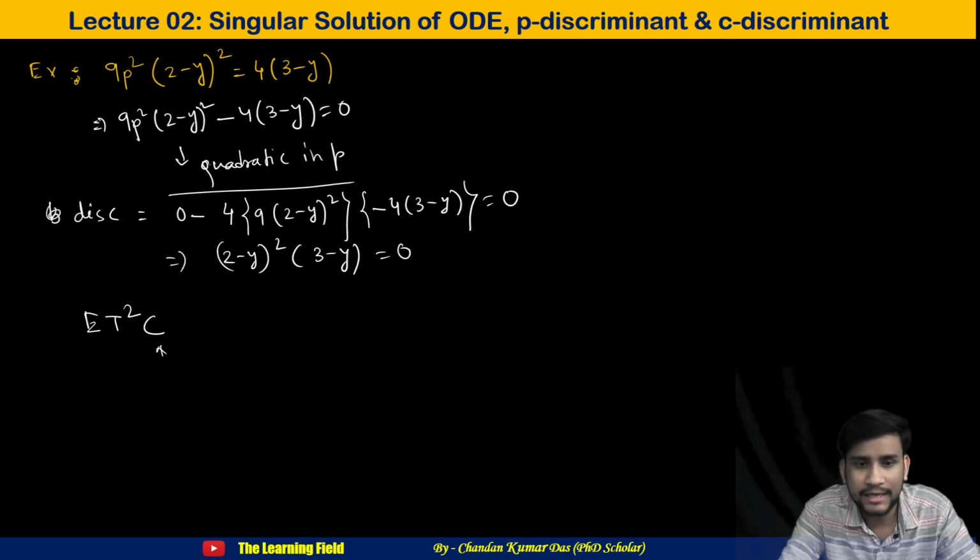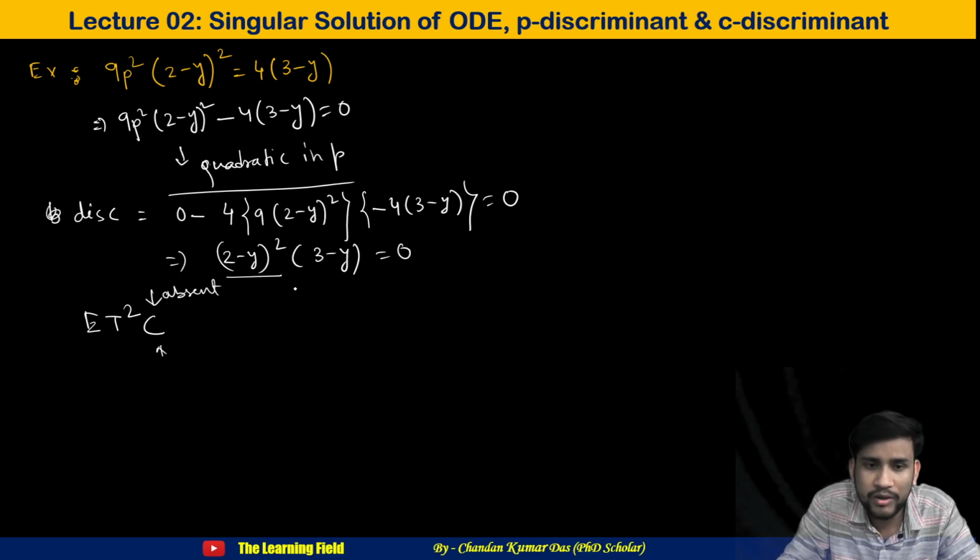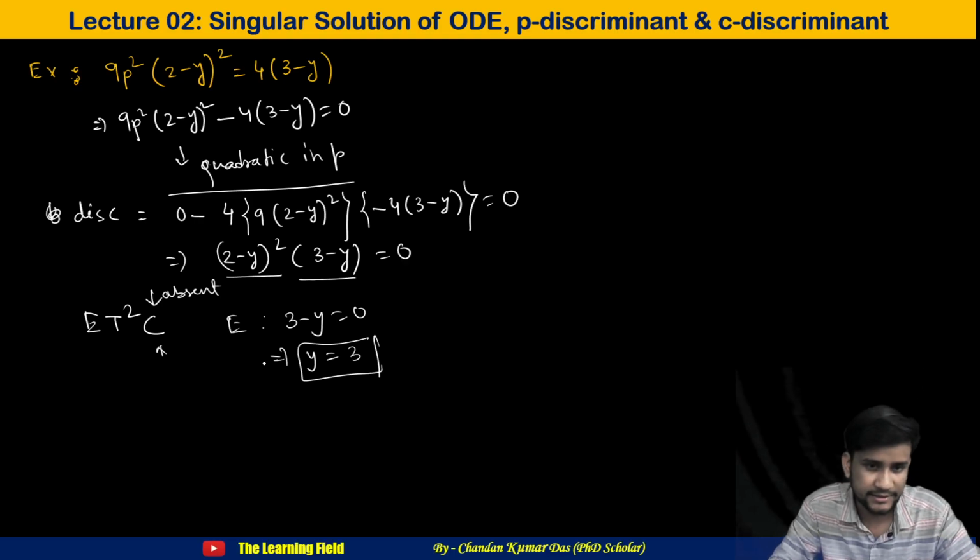That means if we compare this with E T square C, here C is absent. No term. This is one square term. This is the E term. E means 3 minus y equal to 0. We have to solve for y, that is y equal to 3. Now we have to check whether this satisfies the differential equation or not.